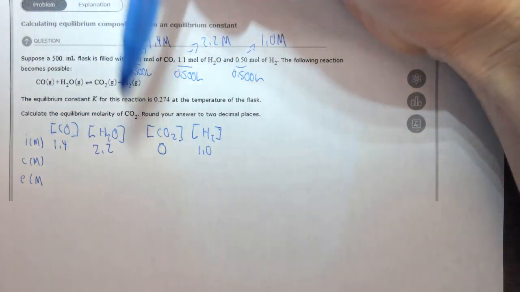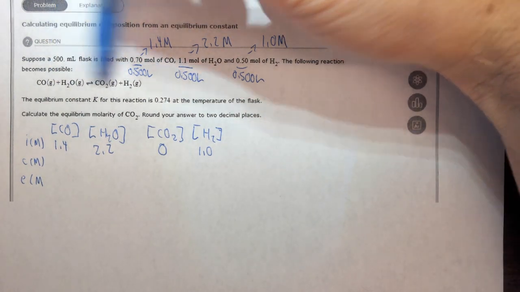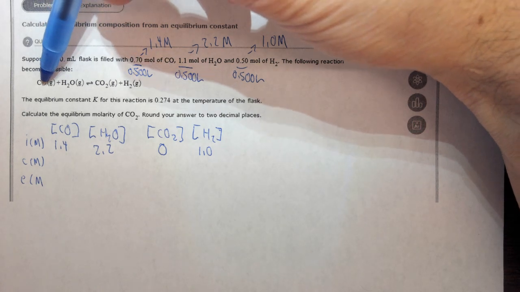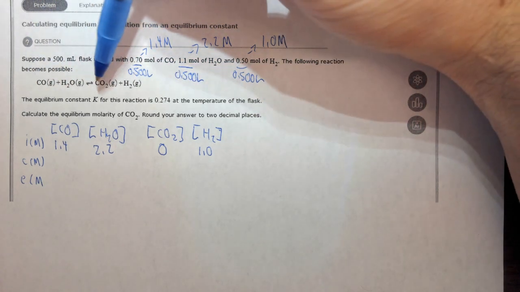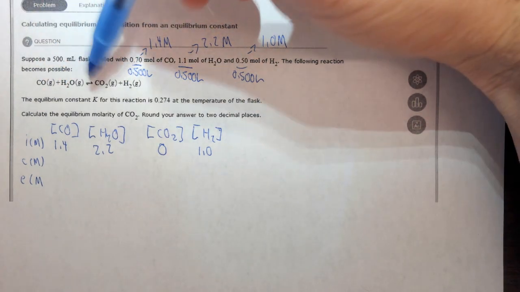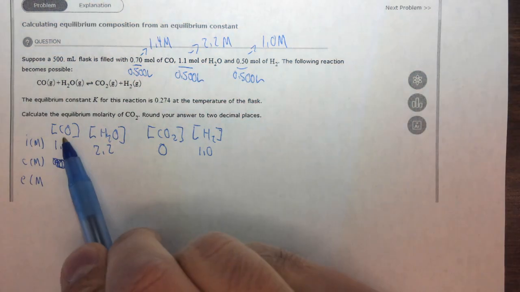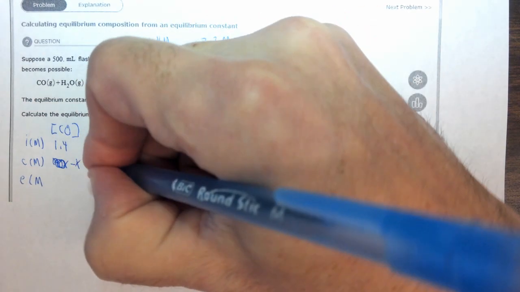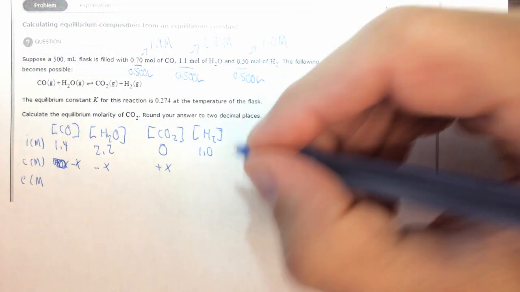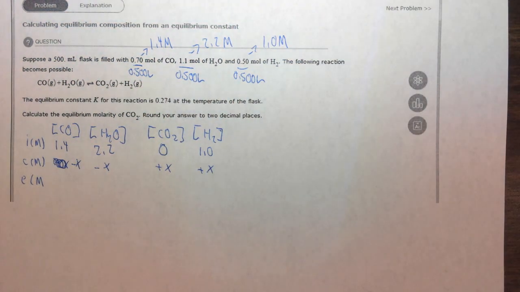Now, we need to look at the change. Well, this reaction is going to proceed to form carbon dioxide. So the change is going to be to lose a CO, lose a water, gain a carbon dioxide, and gain a hydrogen. Since the stoichiometric coefficients here are all 1, I'm going to lose minus X carbon monoxide, lose minus X water, again they're both 1 because the stoichiometric coefficients are 1. I'm going to gain a carbon dioxide, and I'm going to gain a hydrogen.